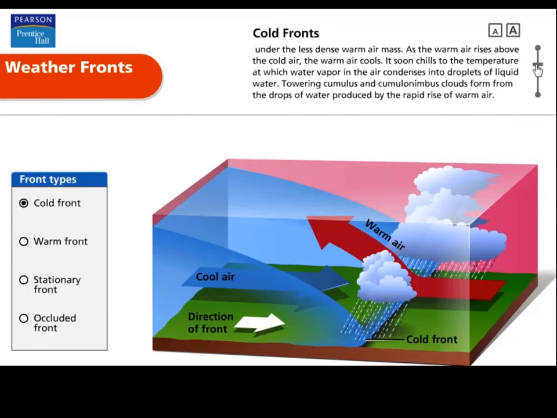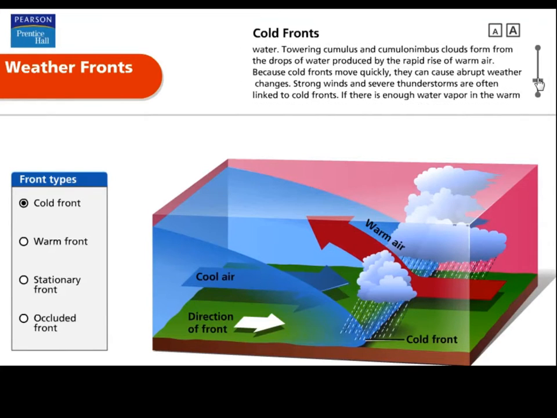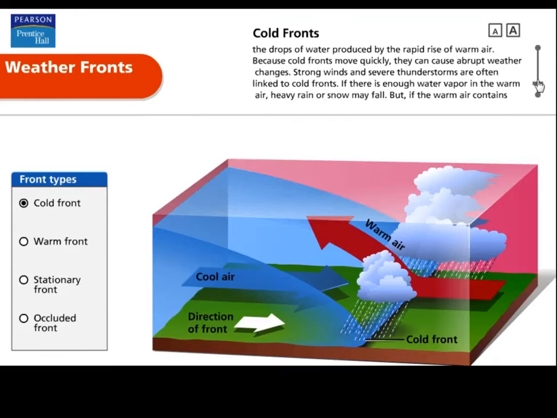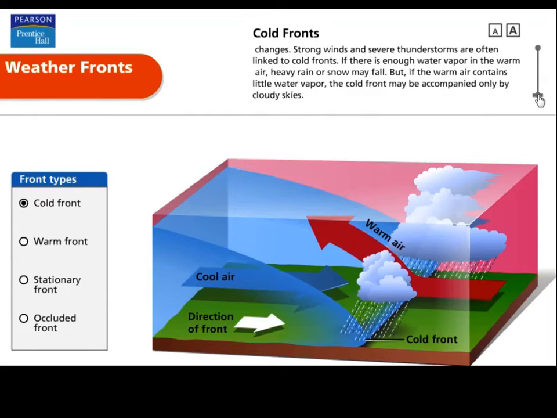Towering cumulus and cumulonimbus clouds form from the drops of water produced by the rapid rise of warm air. Because cold fronts move quickly, they can cause abrupt weather changes. Strong winds and severe thunderstorms are often linked to cold fronts. If there is enough water vapor in the warm air, heavy rain or snow may fall. But if the warm air contains little water vapor, the cold front may be accompanied only by cloudy skies.